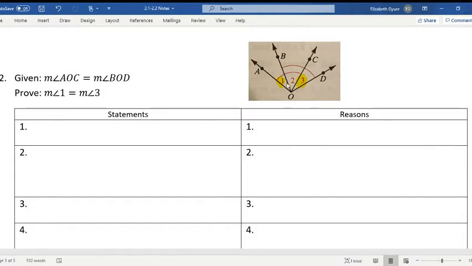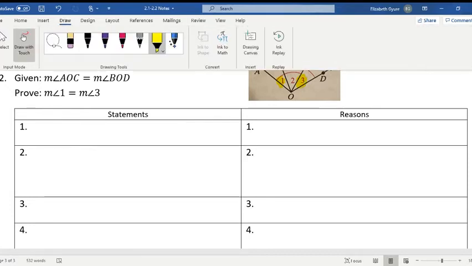Angle AOC is made up of angle 1 plus angle 2. Angle BOD is made up of angle 2 plus angle 3. They both have angle 2 in them. Well, imagine if we took angle 2 and we removed it. Well, then we would be able to say that the measure of angle 1 equals the measure of angle 3. So we're going to go through and do that, but we need to give justifications with each step.